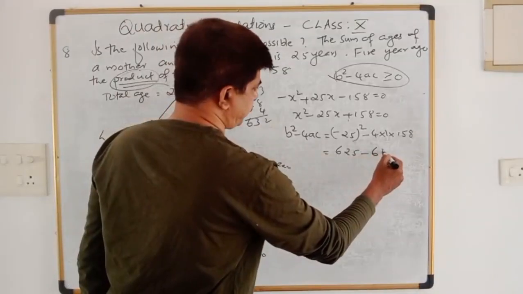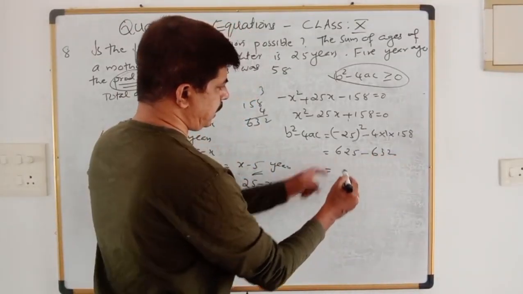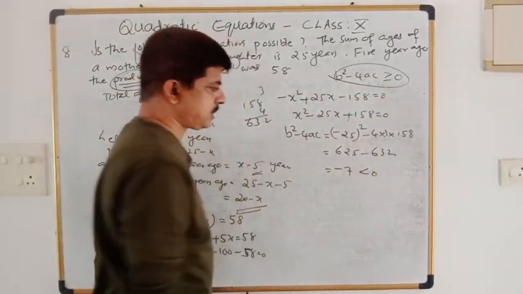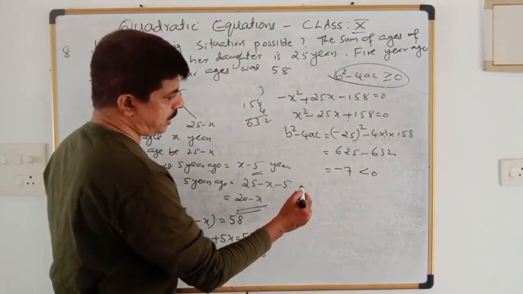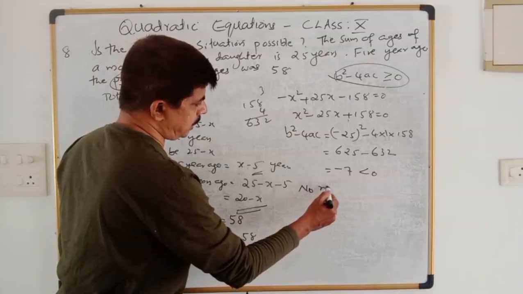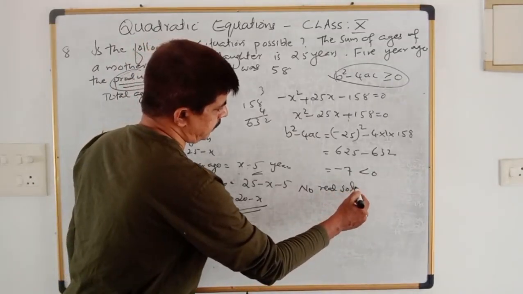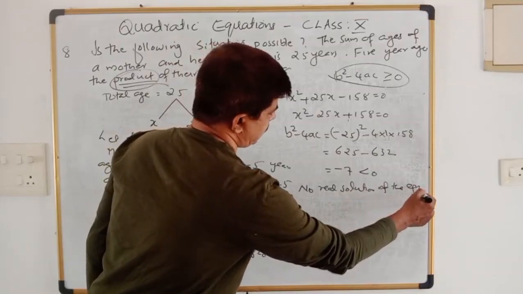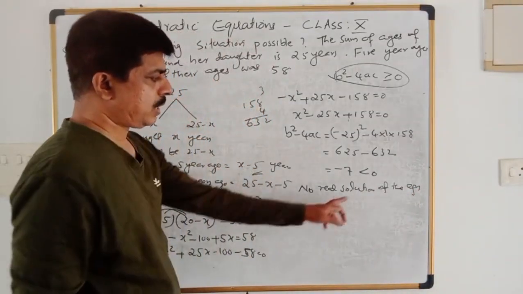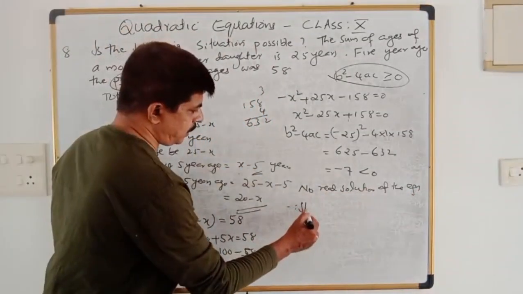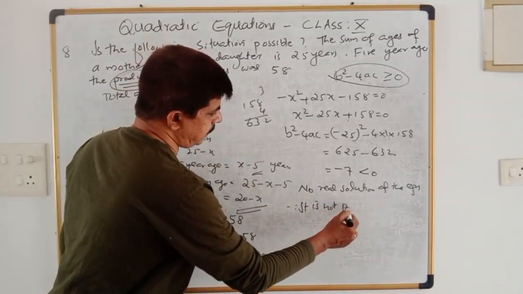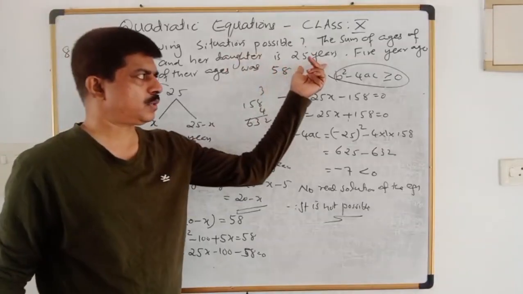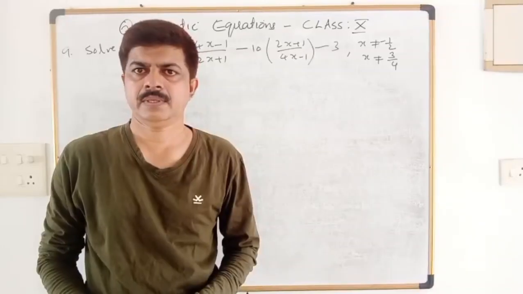Okay, 632. I think we are getting negative 7. We are not getting greater than or equal to 0; less than 0 is coming. So, no real solution of the equation, which is not possible. Therefore, this situation is not possible.